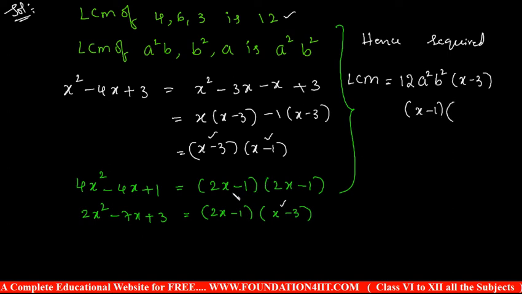Next, 2x minus 1. This second one is 2x minus 1 whole square. And in this third expression, 2x minus 1 is only one time. So 2x minus 1 whole square. Okay, so this is the LCM: 12 a square b square into x minus 3 into x minus 1 into 2x minus 1 whole square. Okay, this is the way we can do.